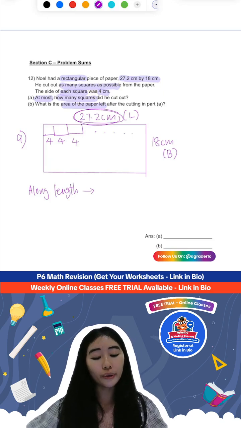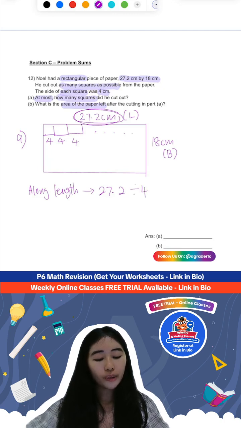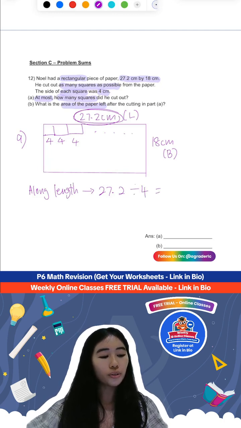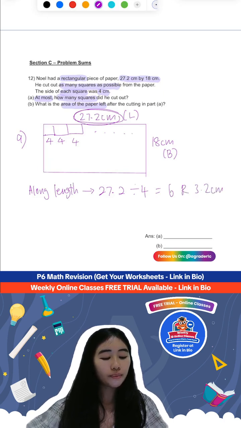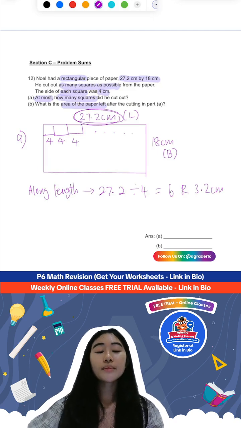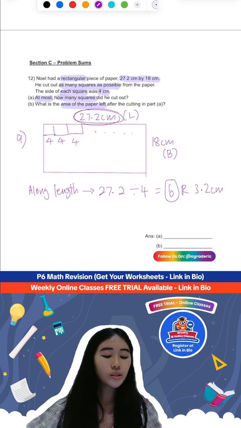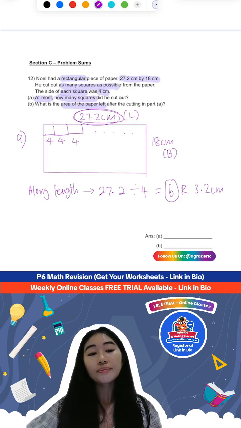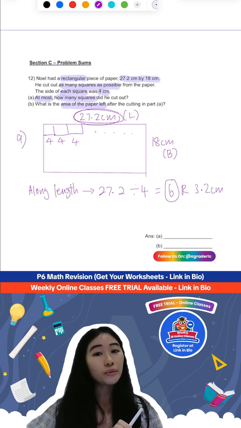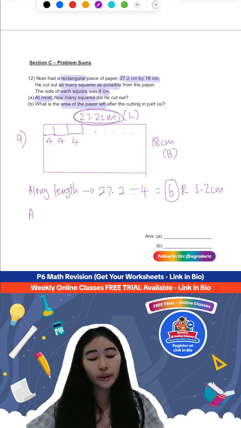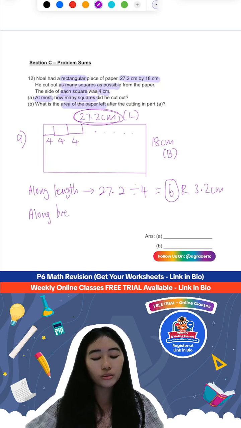Yes, Pei Feng, you're correct. So if you use 27.2 divided by 4, you should have gotten 6 remainder 3.2 cm. So that means that maximum along the length, you can only cut out 6 squares. Then you will need to do the same thing for the breadth, right? Along the breadth, how many can you cut out?